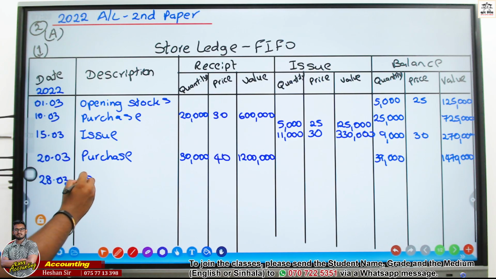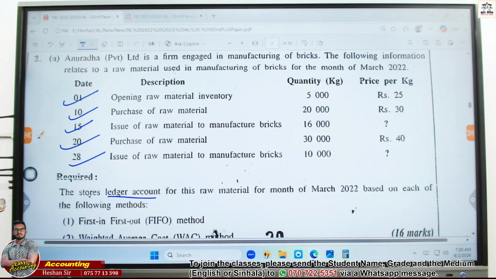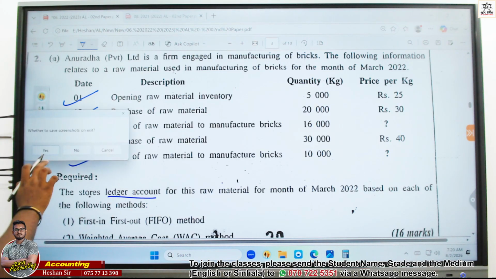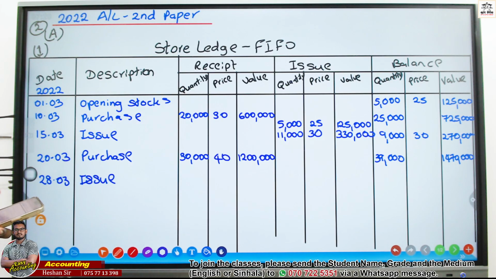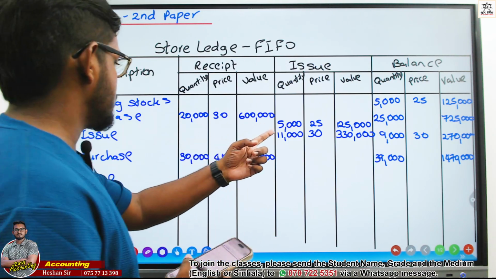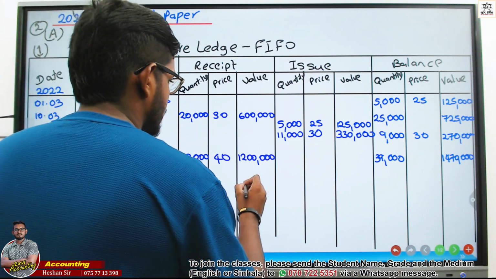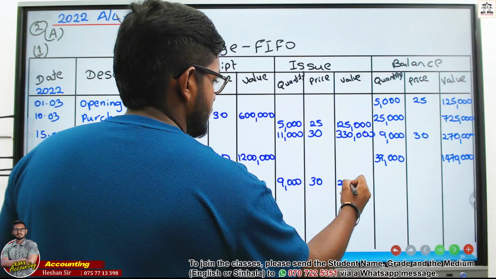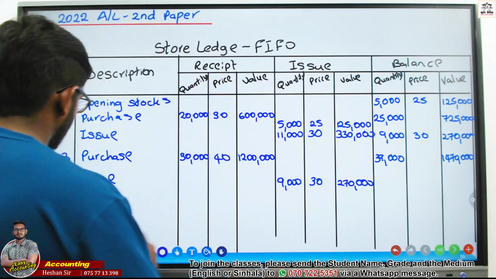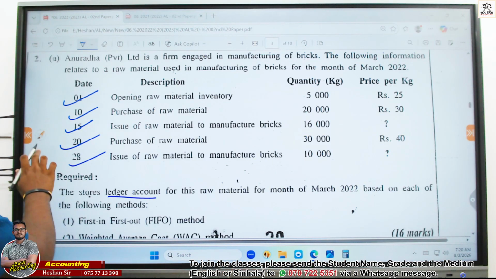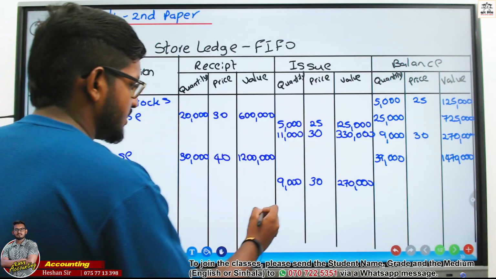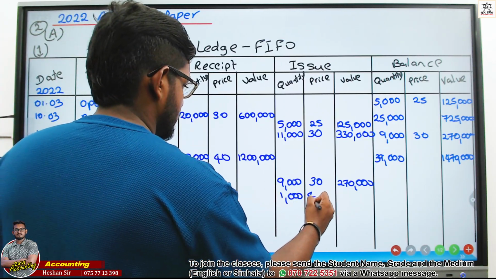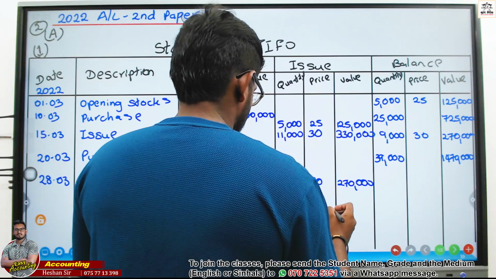Issue of raw material. We issue raw material 10,000, right? Now in the FIFO method, we need to issue first in, first out, right? We had 9,000 and 30,000. First we issue 9,000. 9,000 into 30, 270,000. And we need totally how much? 10,000, which means further we need 1,000 from 40. That is 40,000.